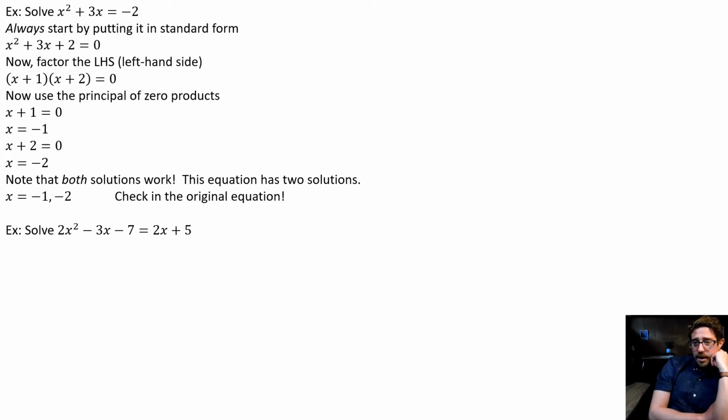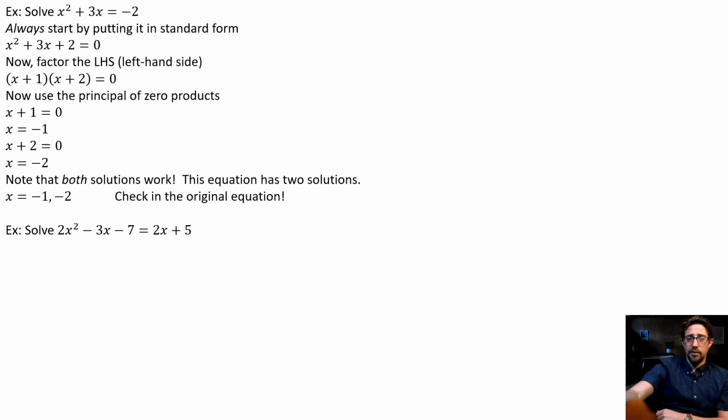So we're just going to keep making it a little more difficult. 2x squared minus 3x minus 7 equals 2x plus 5. Once again, when you see something like this, you say, oh, this is a polynomial equation, and we're in the chapter on polynomial equations anyway, so you know it. So get everything on one side, okay?